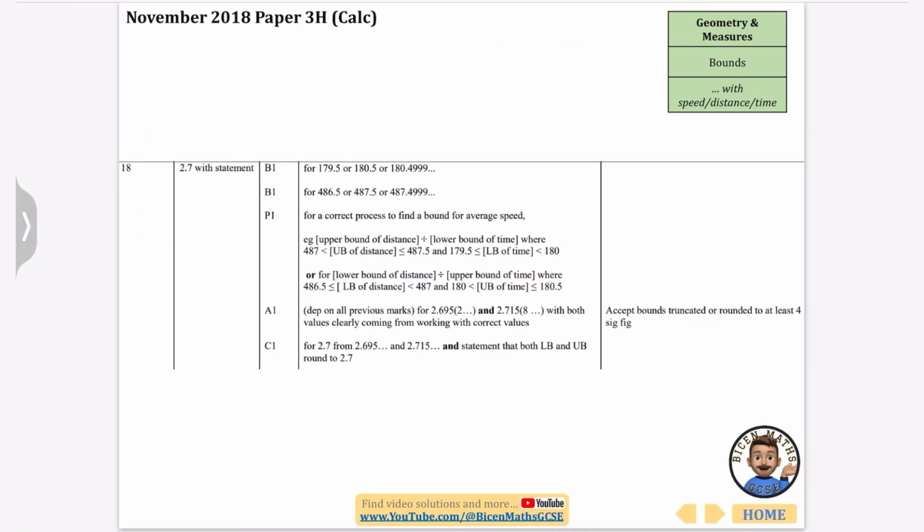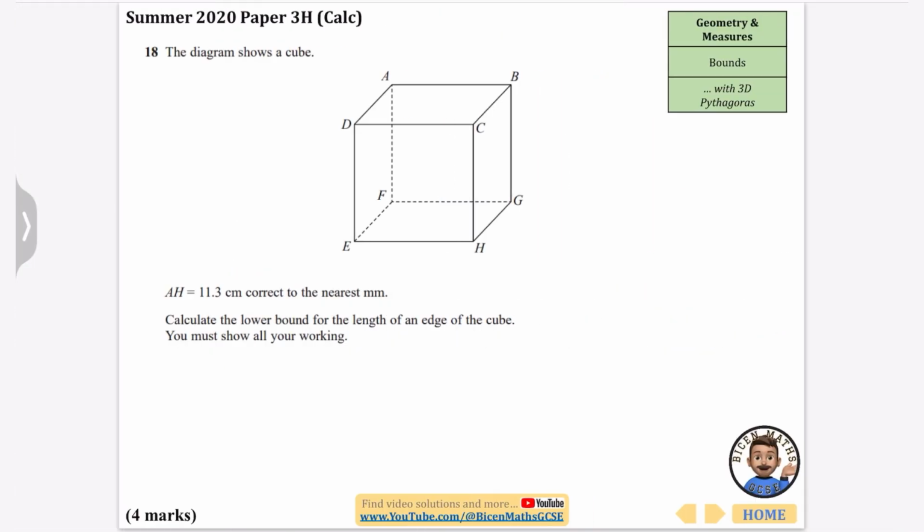Yes, it is. And this one has got some stuff to do with 3D Pythagoras. It says the diagram shows a cube. AH is 11.3 centimetres correct to the nearest millimetre, which is the same as one decimal place. Now, AH is this diagonal line between A and H. I'm not going to go into the details, but the way that you do the diagonal of a cube is a bit like Pythagoras, but with 3 parts rather than 2 parts.